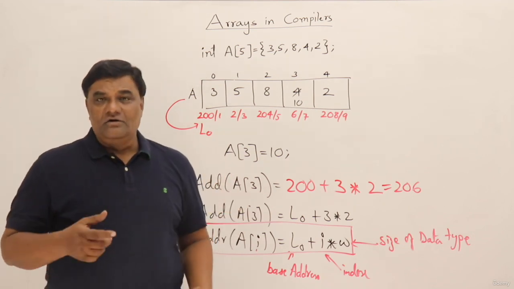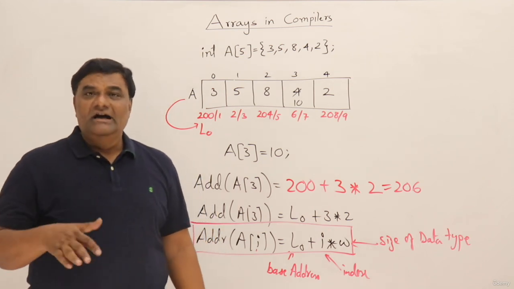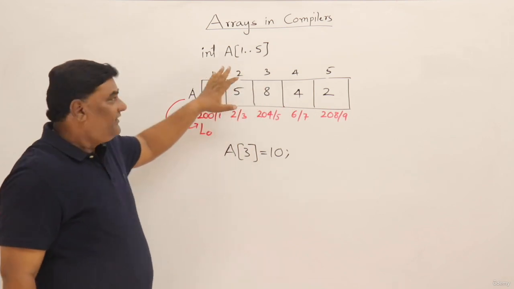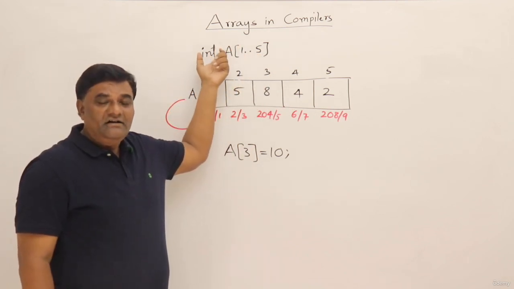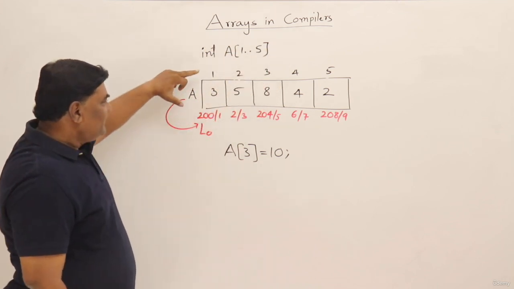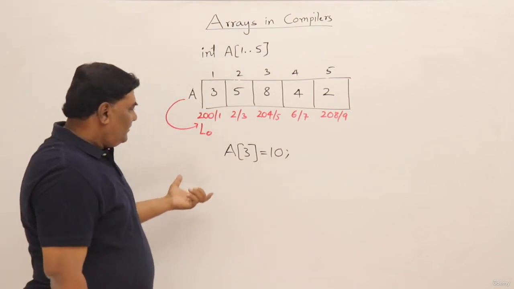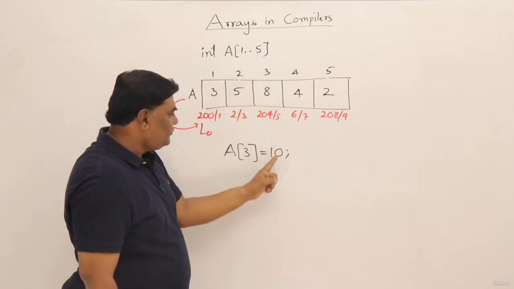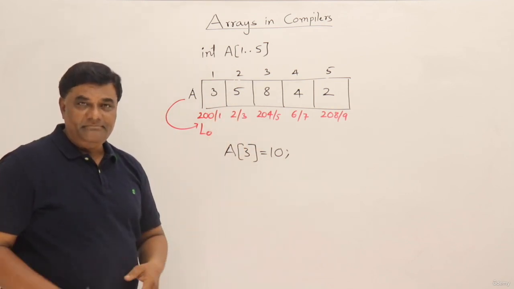Some compilers allow declaration of an array from starting index 1 also. Then how the formula will change? Let us look at it. I have modified the declaration. Suppose in some XYZ language, an array can have indices starting from 1 to 5. Then this will be index 1 and the last index will be 5. Now, if I want to access any location in an array, that is A of 3, this location I want to modify it to 10, then how is the formula written by a compiler?